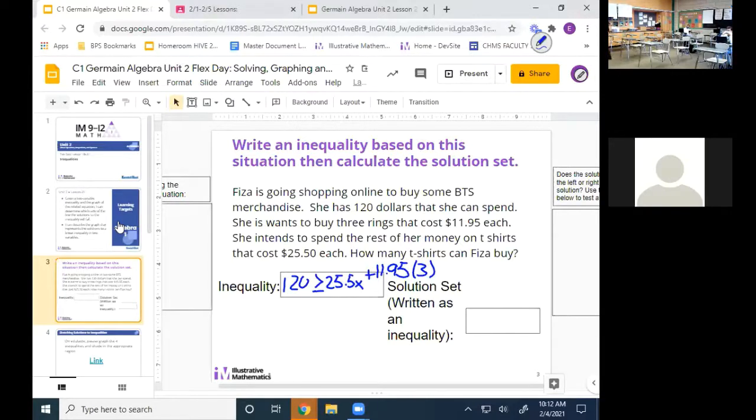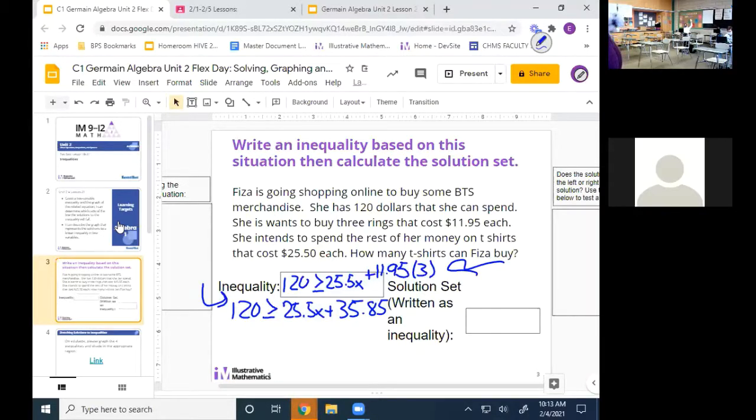Very good. 11.95 times 3 is 35. So 120 is greater than or equal to 25.5x plus, how much was it? 35 point what? 35.85. Good. Very good. So you can write it like this guy up here. If we want to be more specific, more succinct, simplified, we could write it as the second guy here. Boom. So now we need to find the solution set to this inequality.